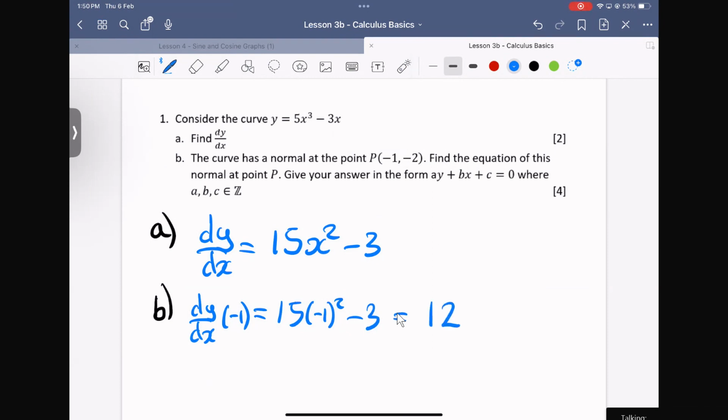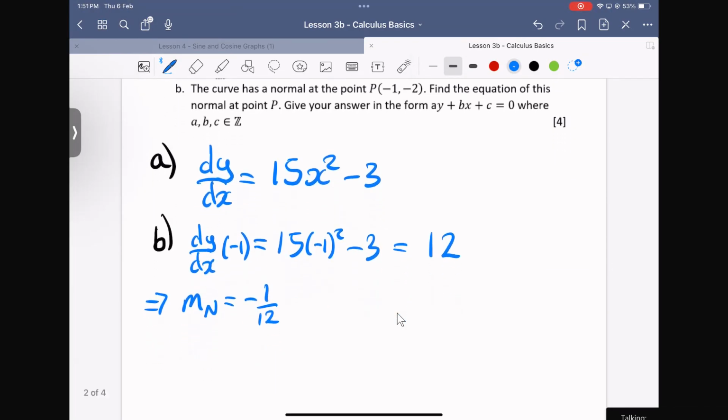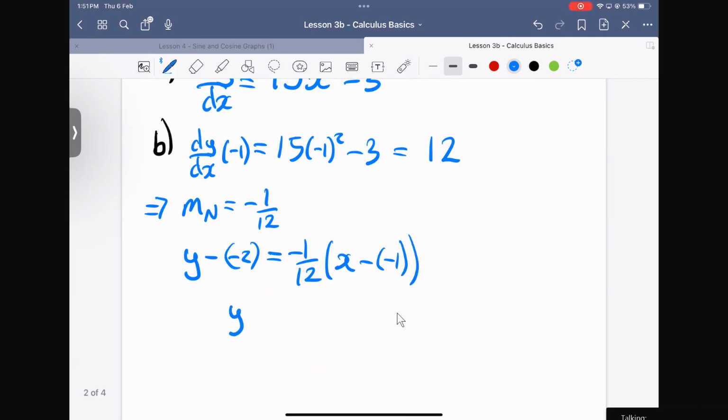Is that right? This is the slope of the tangent, and we need the slope of the normal, which is going to be minus 1 over 12. This will be our slope of the normal. Okay, so now we need to create a straight line that goes through the point P. So we need y minus negative 2 is equal to minus 1 over 12 times x minus negative 1. And just simplifying that a little bit, it's going to give us y plus 2 is equal to minus 1 over 12 times x plus 1.